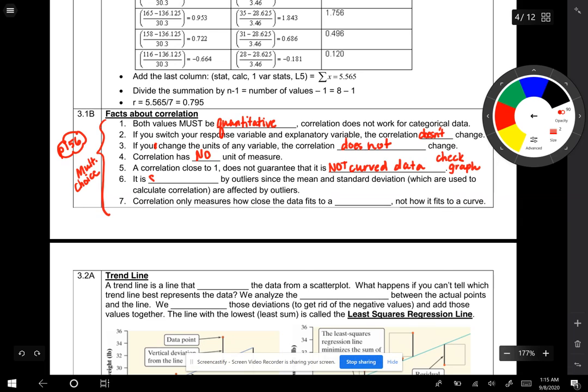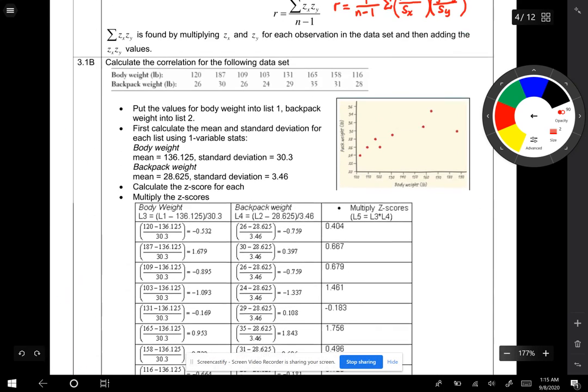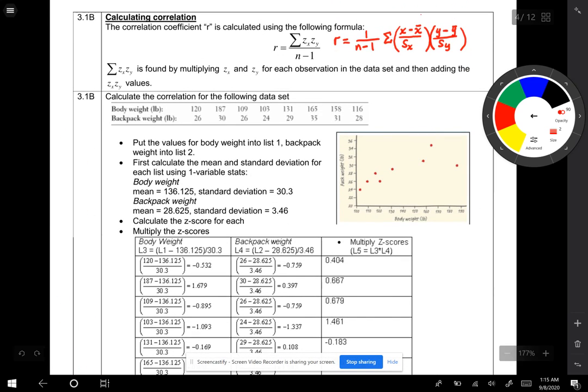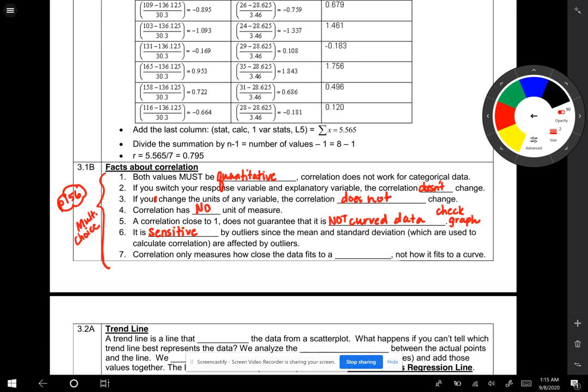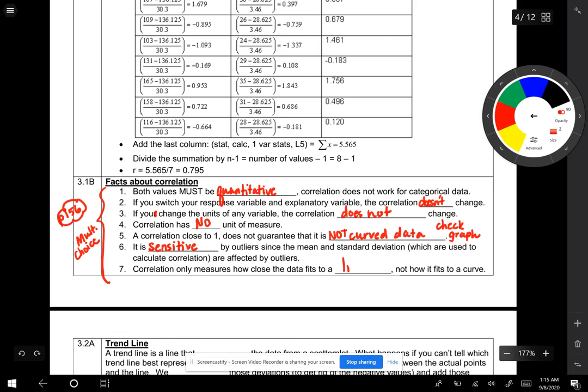It is sensitive to outliers since the mean and standard deviation, which we learned already in a previous chapter, are affected by outliers. And mean and standard deviation are used to calculate correlation, as we saw up above. We have the mean here. We have the standard deviation. So correlations are sensitive to outliers. And correlation only measures how close the data fits to a line, not how it fits to a curve.